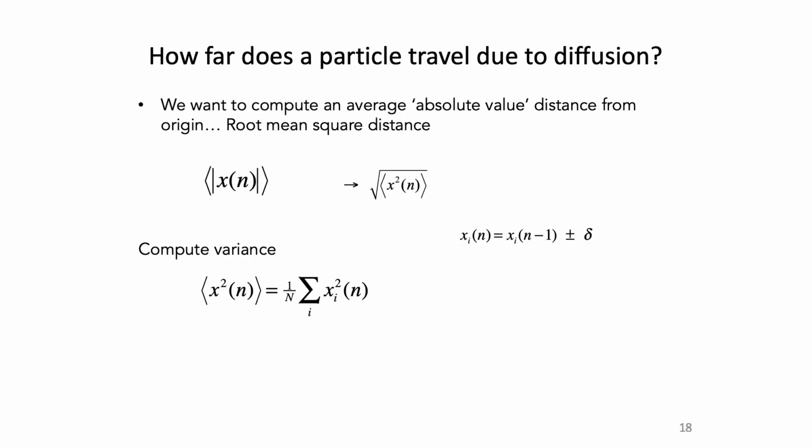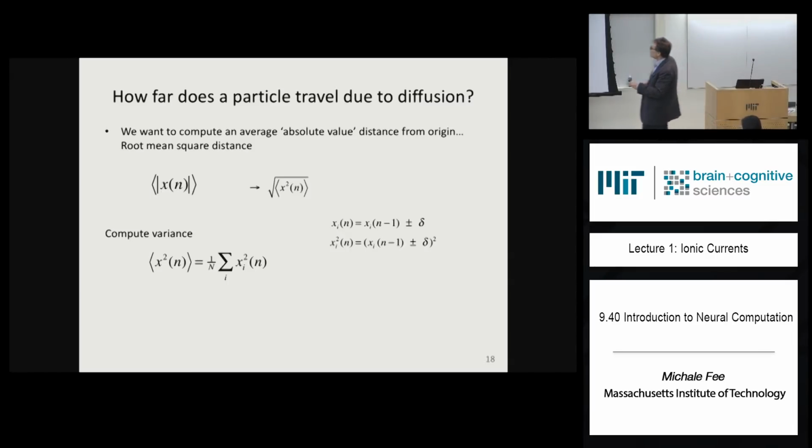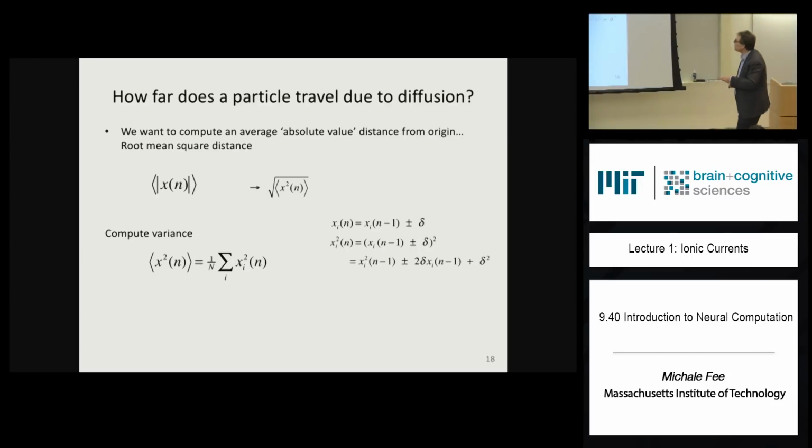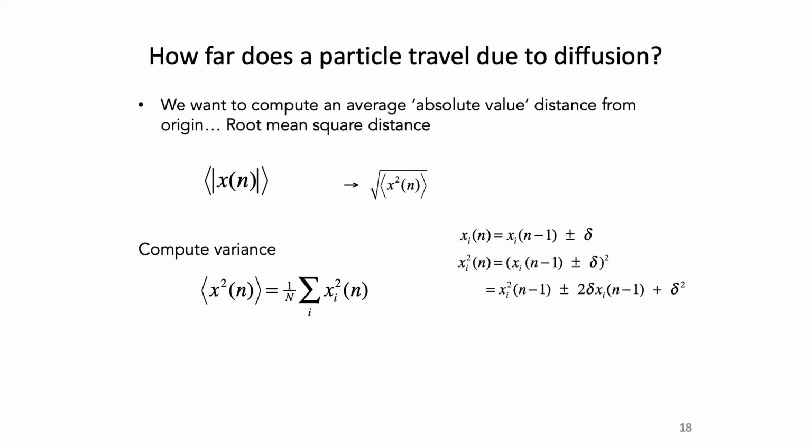We're going to calculate the average squared distance, and then we're just going to take the square root of that at the end. So the average of the position squared, we're going to plug this into here. Okay, so we're going to square it. So the position of the particle squared is just this quantity squared. Let's factor it out. So we have this term squared, plus twice that times that, plus that term squared.